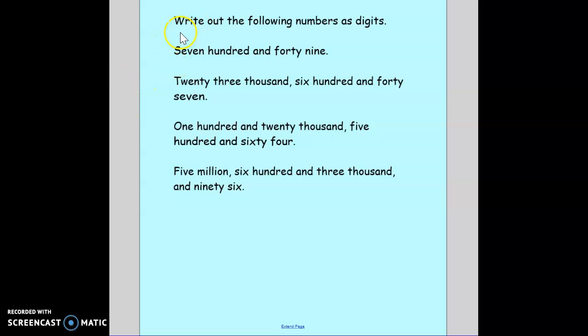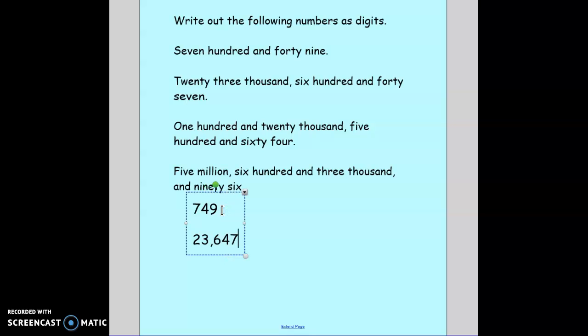Have a look at this. You're going to do the opposite of this. You're going to have some numbers in digits and have to write them out in words. So we'll go through these, but yours will be the opposite to do on your sheet. 749, you can hear the number. You can just write it straight out, can't you? Let's make a column of numbers here. 23,647. The comma's there for you, isn't it?